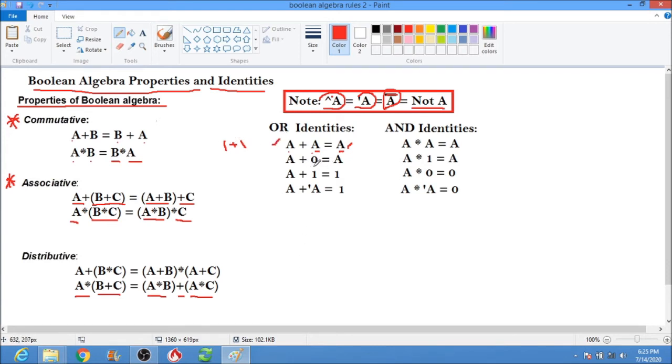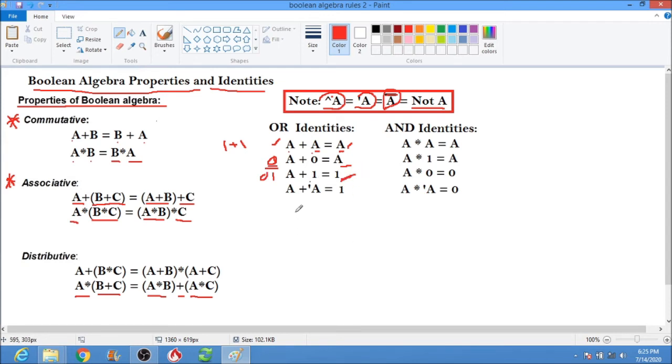Then the next, A plus 0 is equal to A. Why? If A is 1, 1 plus 0 is equal to 1. If A is 0, 0 plus 0 is also equal to A, which is 0. Next, A plus 1 is equal to 1. Why? If A equals 1, 1 plus 1 is still 1. If A equals 0, then 0 plus 1 is equal to 1.